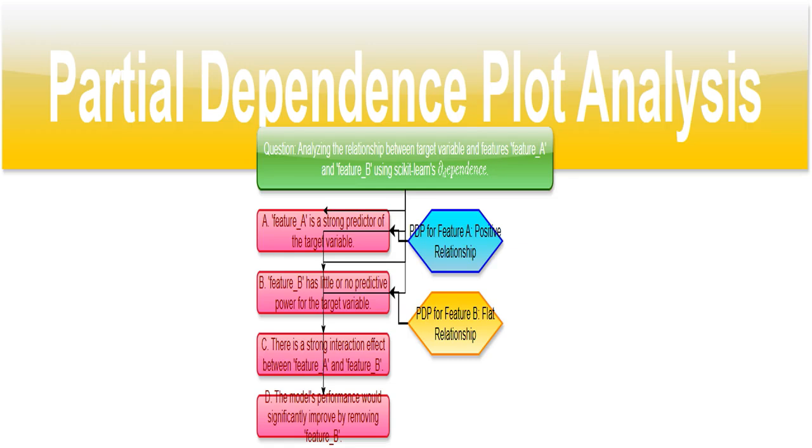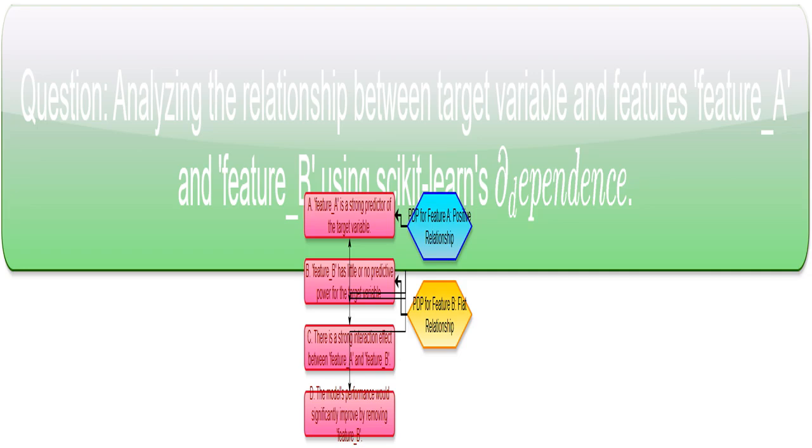I'm analyzing partial dependence plots, PDPs, which are visual tools showing how a single feature influences a model's predictions, ignoring other features. They're really useful for understanding feature importance. I'm looking at a specific question about how two features affect the target variable in a regression model. I'll use PDPs to figure out which feature is the more important predictor.